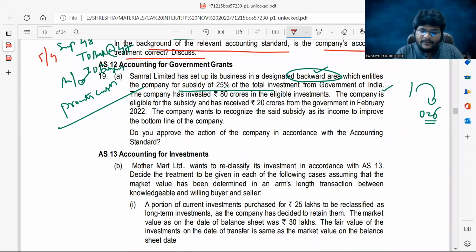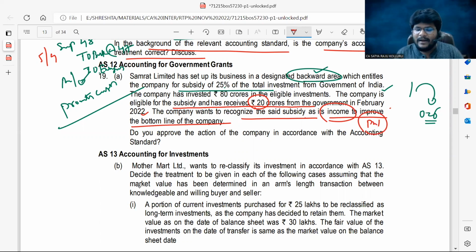The company is eligible for subsidy and has received 20 crores from the government in February 2022. The company wants to recognize the said subsidy as its income to improve the bottom line of the company. Income, they just want to treat it as income in the P&L. Is it correct? No, it should be treated as capital reserve. Do you approve the action of the company in accordance with the accounting standard?